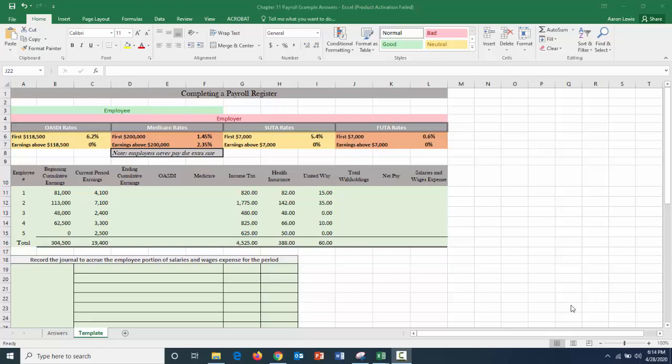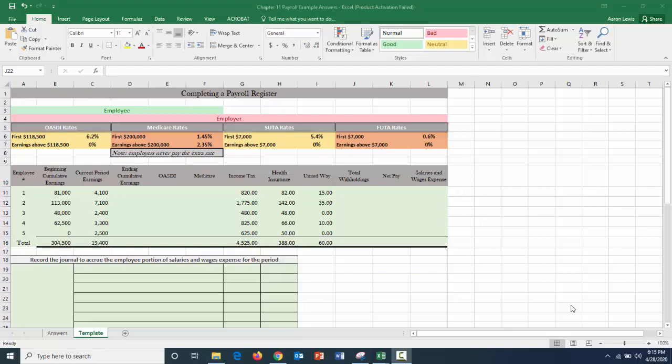Before we can start completing our payroll register, we need to understand what taxes are related to employees. There's four in general. They are OASD, which is Old Age Survivor Disability Insurance, though you may know it as Social Security. Medicare, insurance for people of elderly age, people over the age of 65. And then SUTA and FUTA, which are state unemployment tax and federal unemployment tax. These are the four things that are related to payroll.